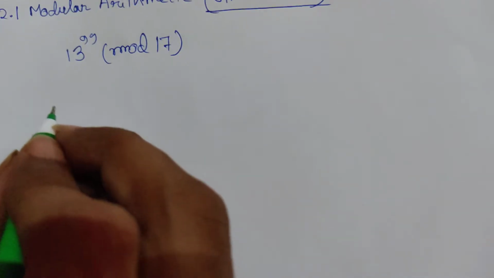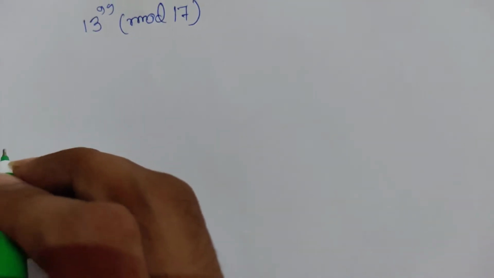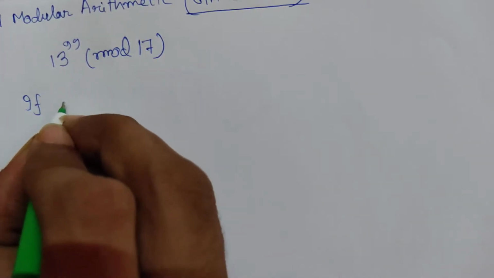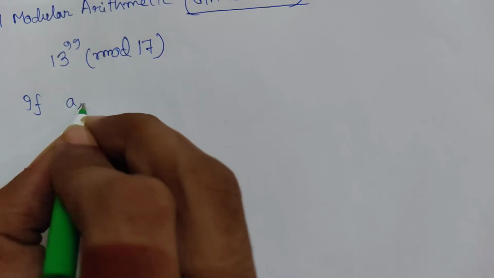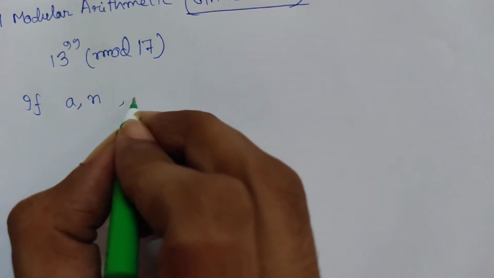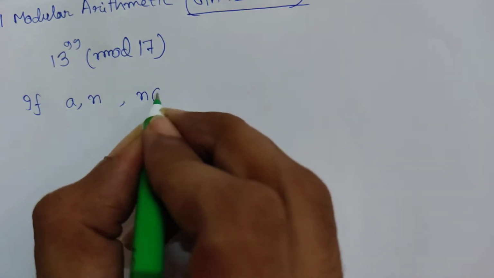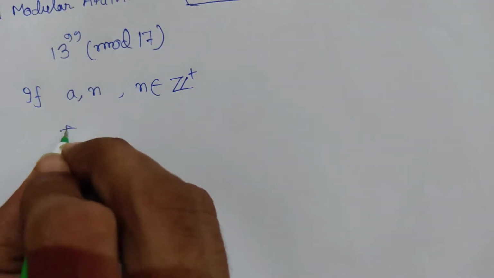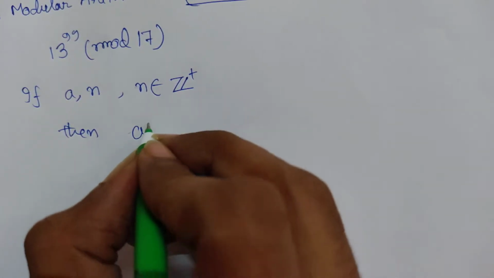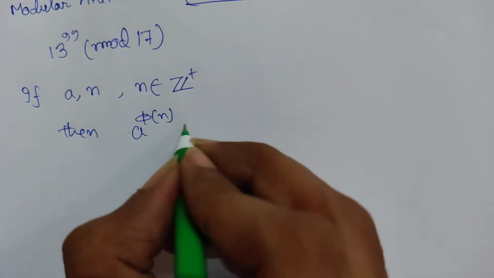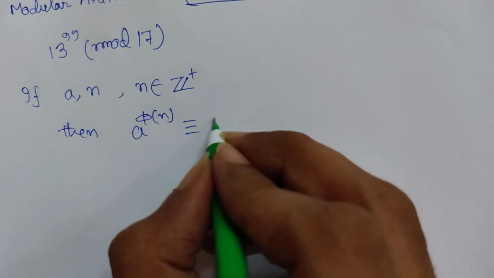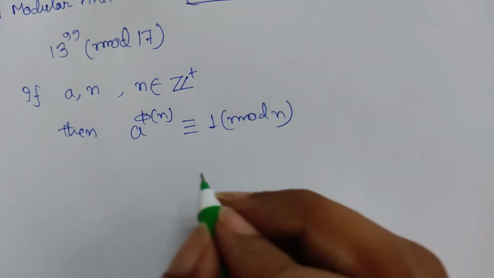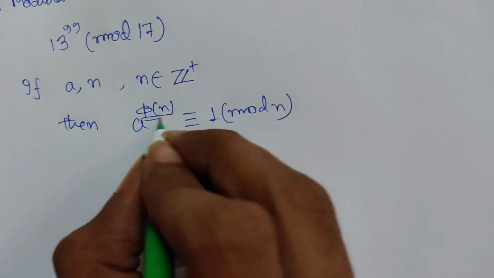So first see Euler's theorem. The theorem is basically, if we have two coprime numbers a and n, and n is a positive integer, then a to the power phi of n is congruent modulo 1 mod n. Here phi is Euler's function.